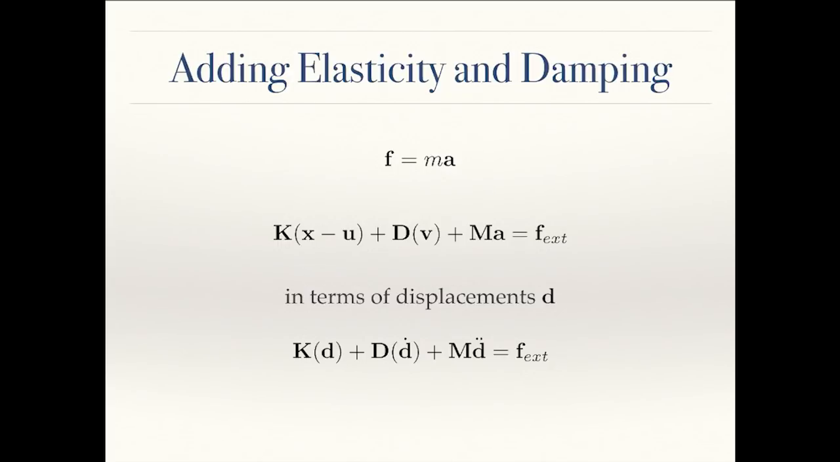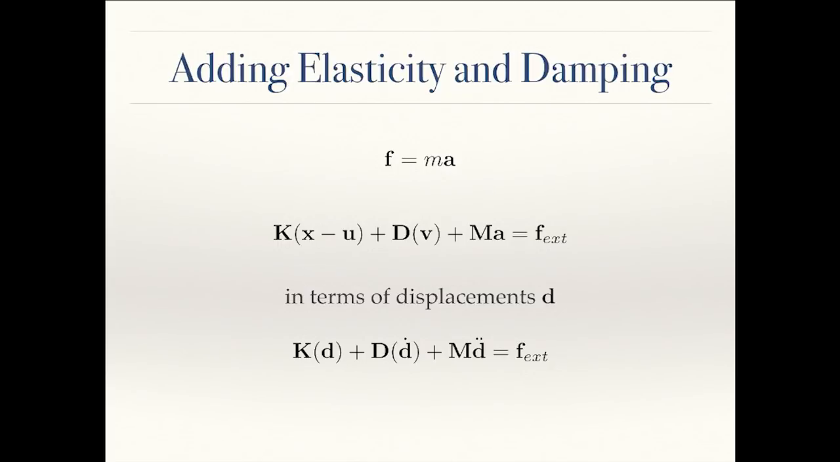So we start with F equals ma, Newton's second law of motion, and we want to add to that the elasticity and the damping terms. We do that by adding this function k of x minus u, and that's our elasticity, and then we have a damping term that's dependent on the velocities. If you look in the literature, you'll often see this system expressed in terms of displacements, and that's typical because it cleans up the x minus u, which is just a little bit inconvenient.